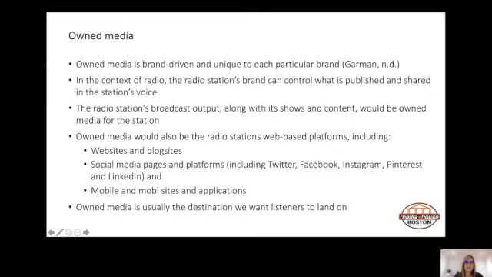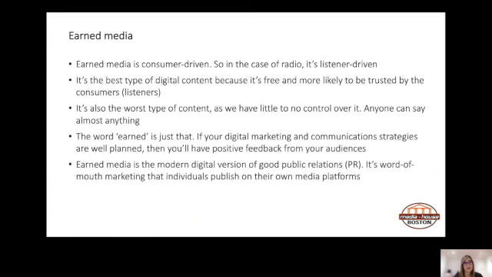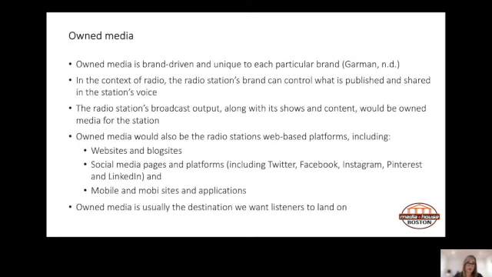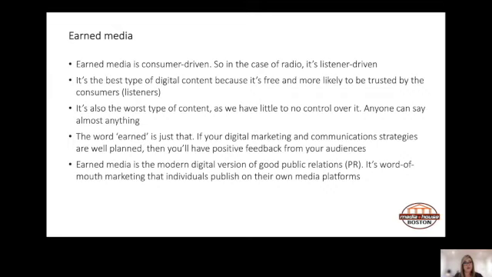So if we see owned media as the destination that we want listeners to land on, then we can look at earned media as the transportation device that we use to get the listeners to land there. Okay, so earned media would kind of be the transportation device to get people to land on our owned media. Okay, so earned media then is consumer driven. So in the case of radio stations, it's listener driven.